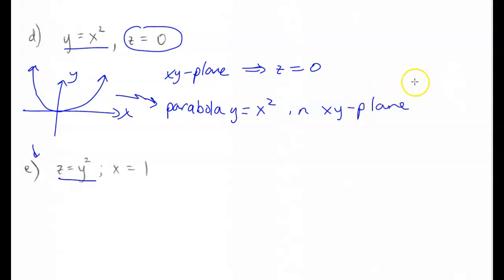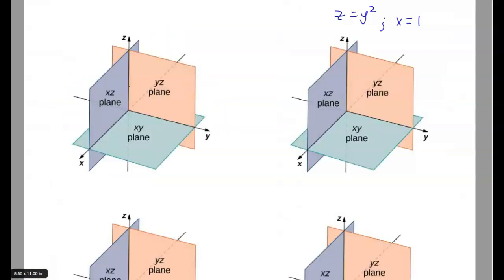Now, the thing is, we know that this particular parabola is in the yz plane, but we also have to hold x equal to 1. So if we want to get a visual of what's going on here, let's first figure out what z equals y squared is going to look like. So we know that this has to be in the yz plane.